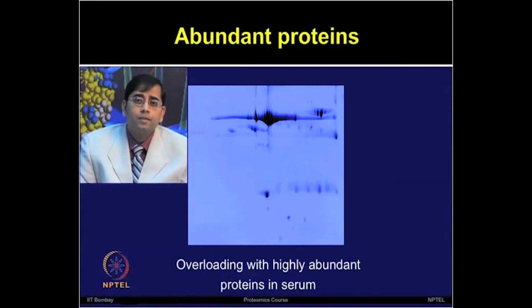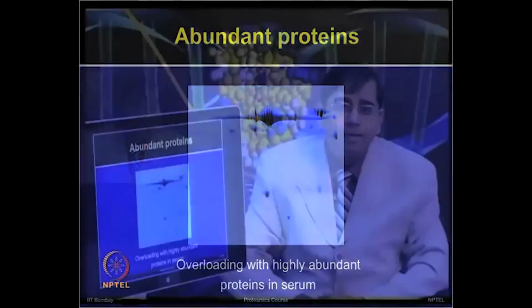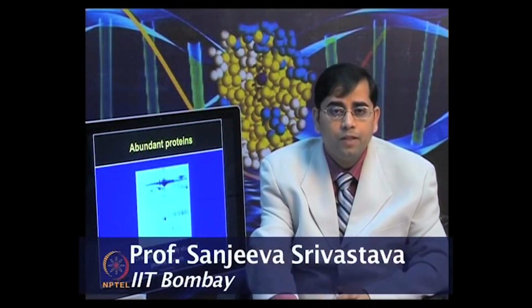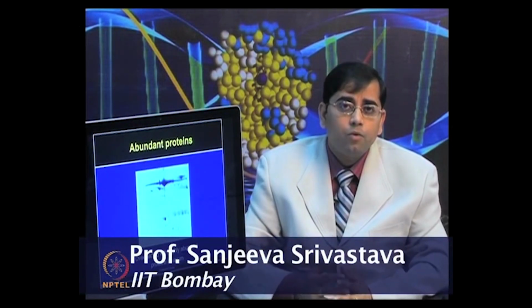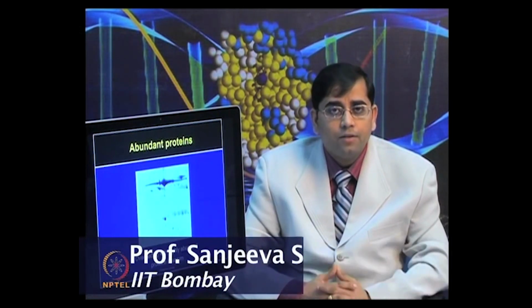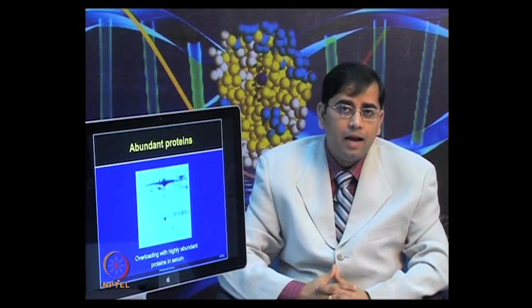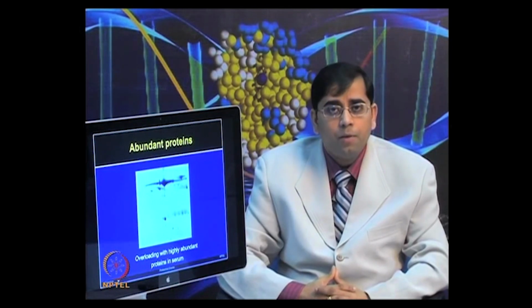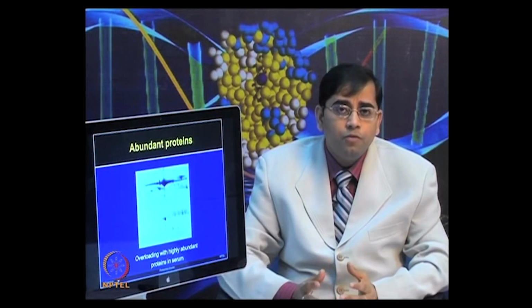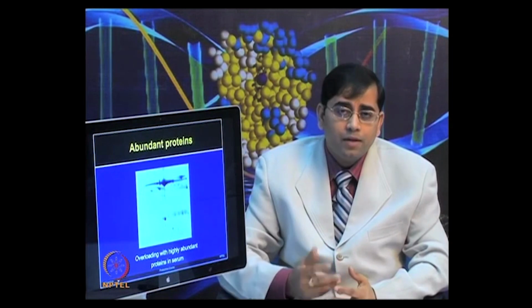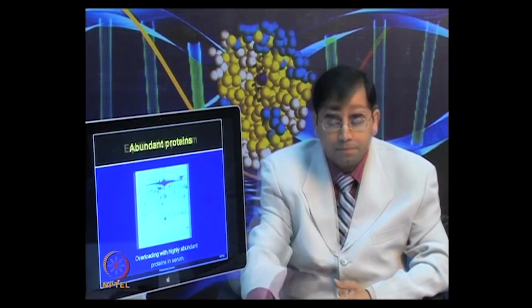So, in this gel, it is shown that the human serum contains highly abundant proteins, which are visible in this area. Now, there are various ways one can overcome these limitations, and in the previous class on protein extraction and sample preparation, we talked about how to overcome these limitations and how to remove the highly abundant proteins. So, please refer to that lecture.